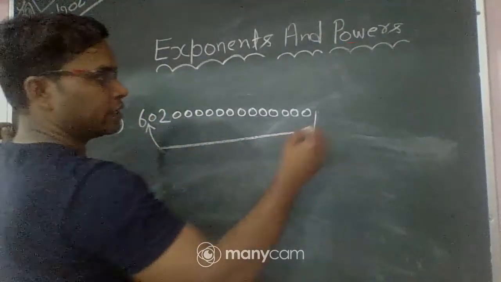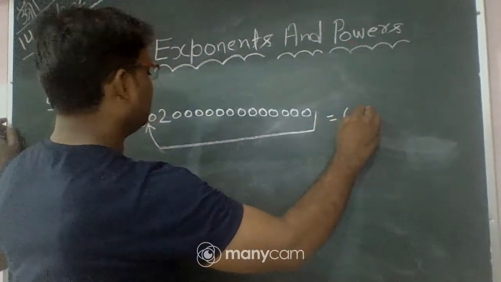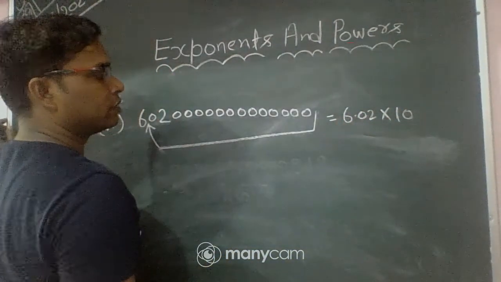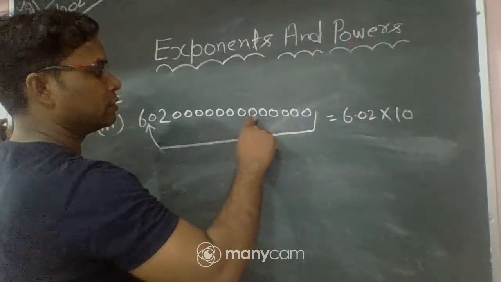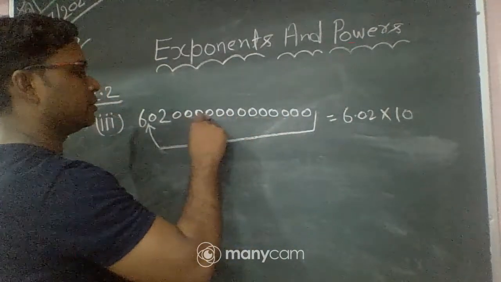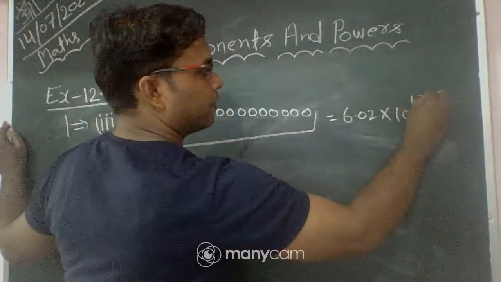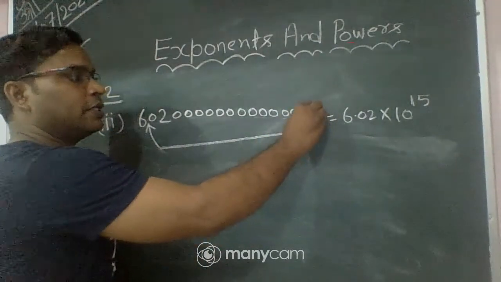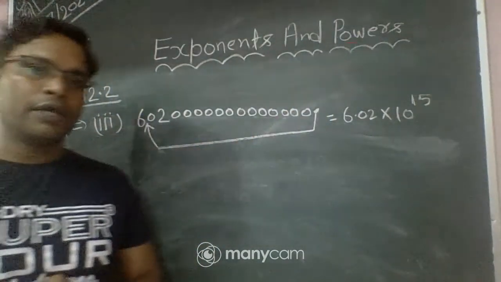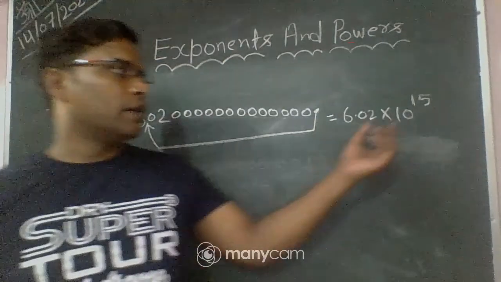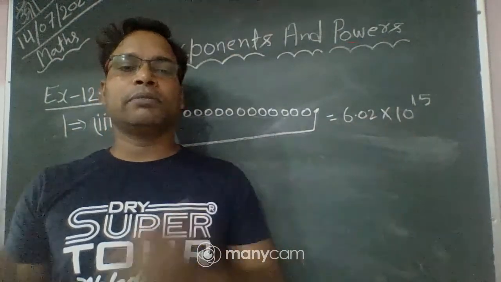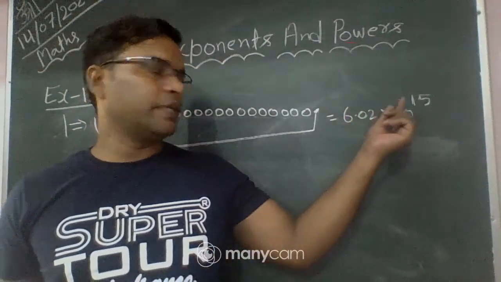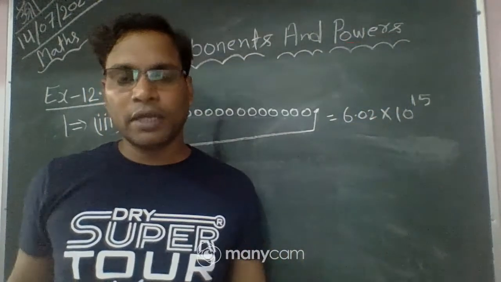So you can write here 6.02 into 10 power 15. You can see the decimal moved from this point to this point on the left-hand side. When the decimal moves to the left-hand side, the power of 10 is positive. When the decimal moves to the right side, the power of 10 is negative. This is clear.